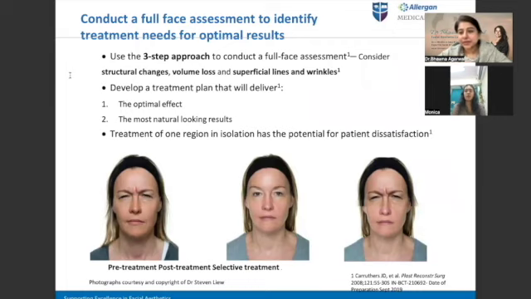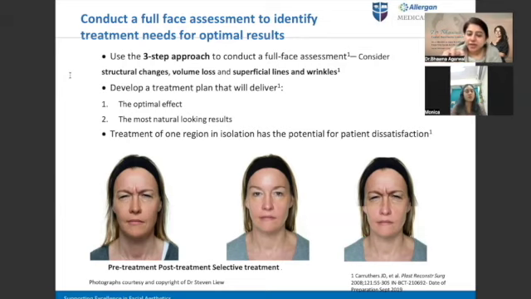Now, full face assessment. Once you've assessed the medical history, the psychological history, and all that, now you need to come to the face. Now, there's a 3-step approach to conduct a full face assessment. You need to deal with the structural changes. You need to find out the volume loss, and you need to locate the superficial lines and wrinkles. So, develop a plan that will deliver the optimal effect and most natural looking results.